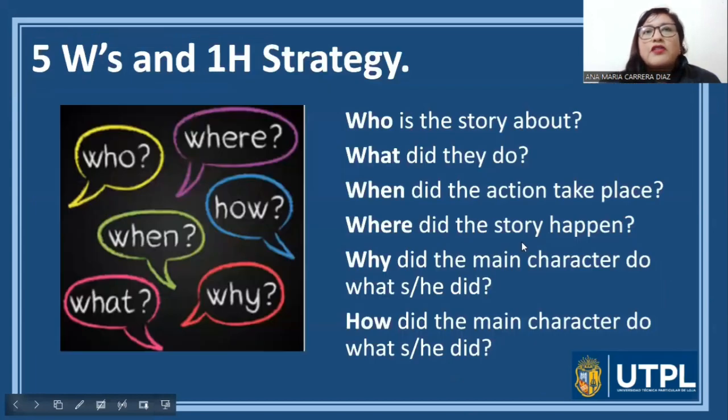Okay, the second strategy is 5W and 1H. This strategy is very useful to summarize books or long stories. It's also the most frequently used, according to Valles, strategies based on the 5W questions and 1H question. As we can see on the slide, questions like, who is the story about? What did they do? When did the action take place? Where did the story happen? Why did the main character do what she or he did? And how did the main character do what she or he did?